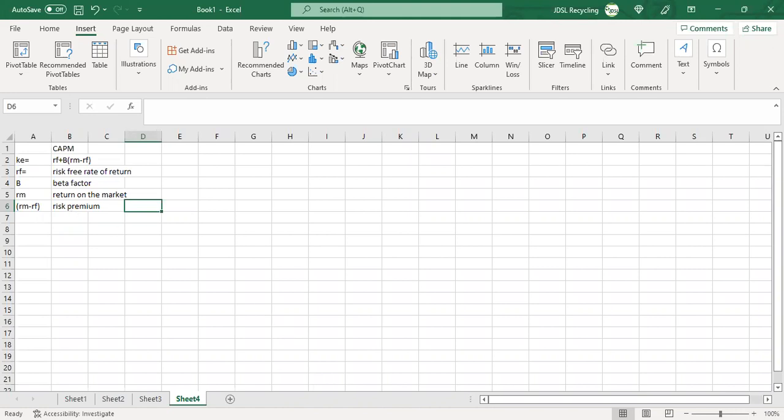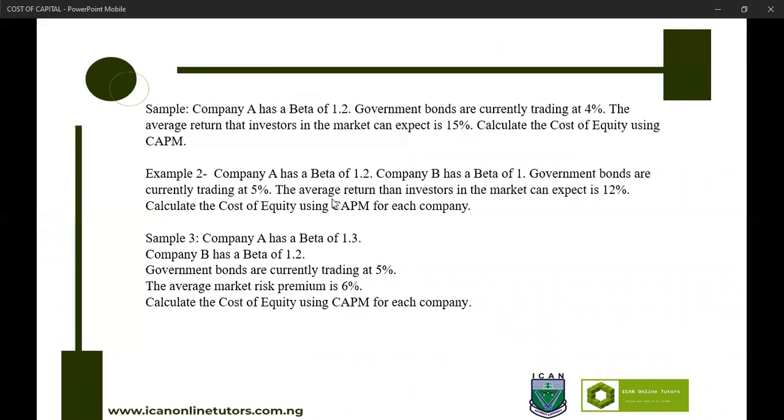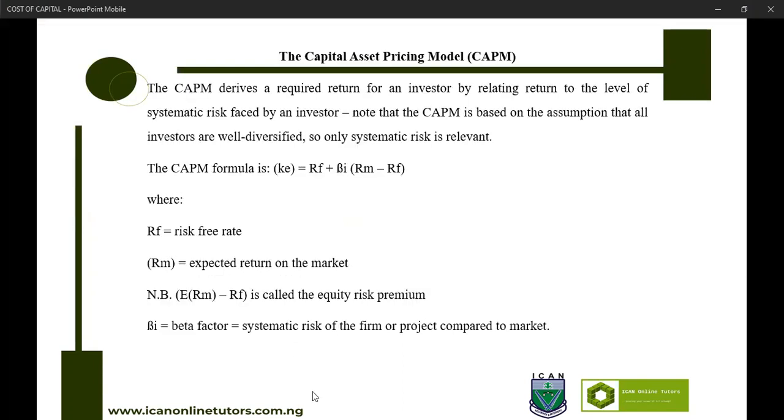Are we following? Let's go over it once more. Can you go over the formula once more before solving the exercises? Okay.